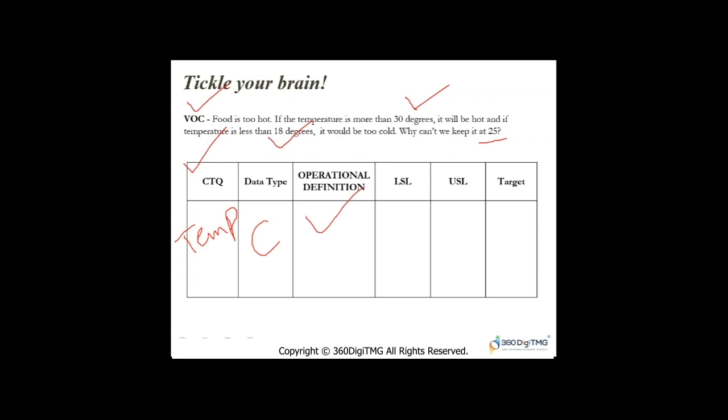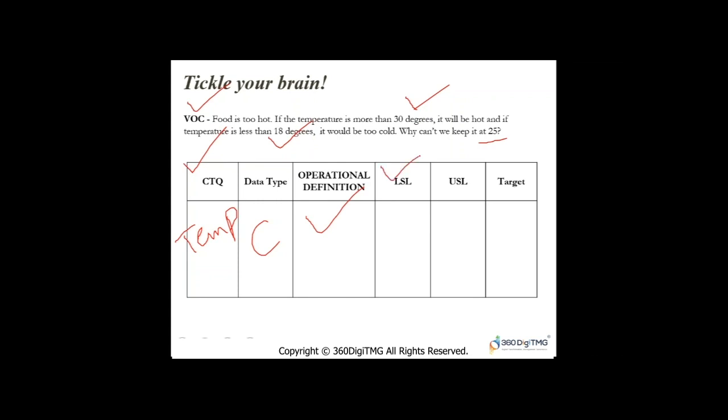Operational definition is how you're going to measure the temperature, right? Are you going to use an equipment to take the measurements? If you're using an equipment, is the equipment faulty or is the equipment good? Do you have multiple people who are taking the readings? If yes, then is everyone taking the readings in a similar fashion or not? That is your operational definition.